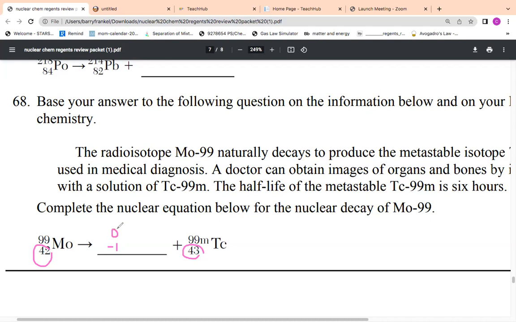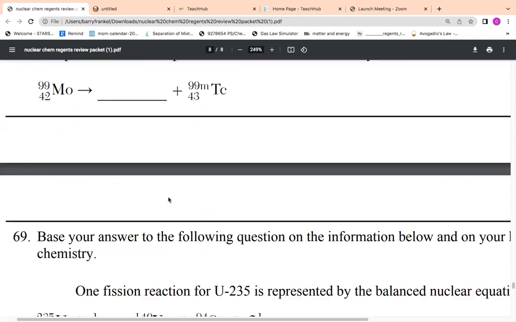So what particle has no mass and a charge of -1? This is a beta particle. The other way that you could have written this is like this, and both will suffice. Both are equally acceptable. Again, a beta particle is basically just a fast-moving electron. Okay.